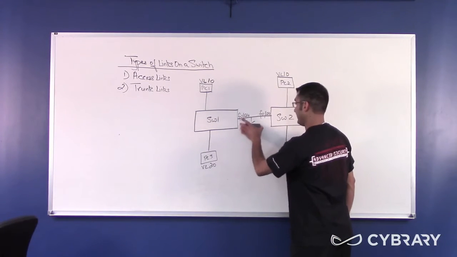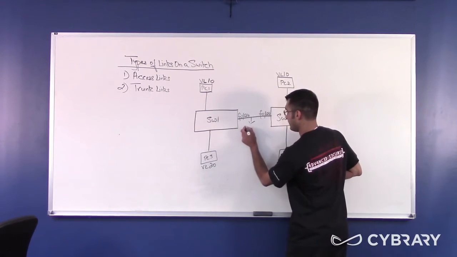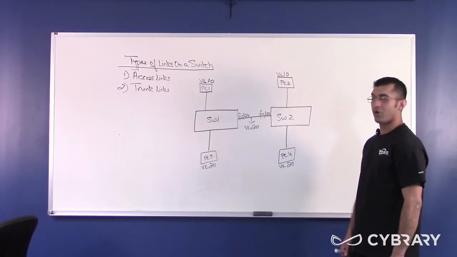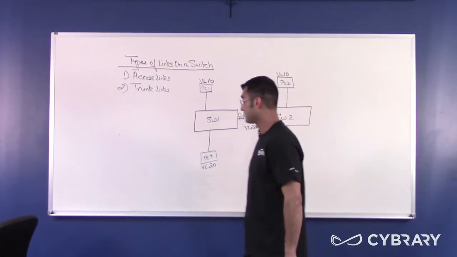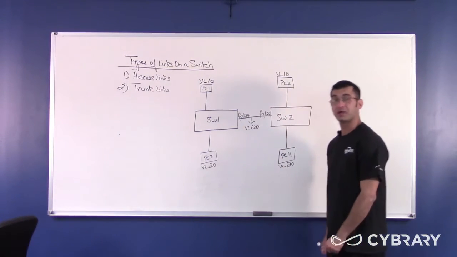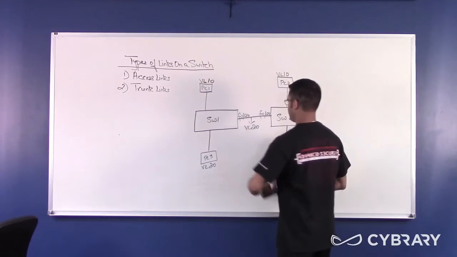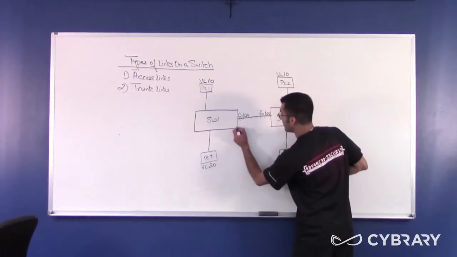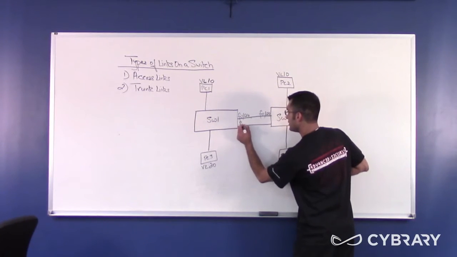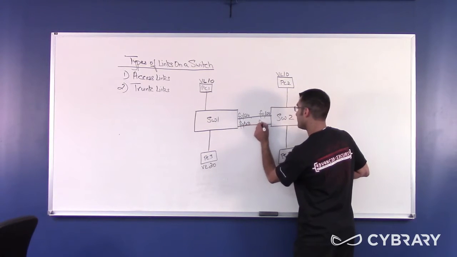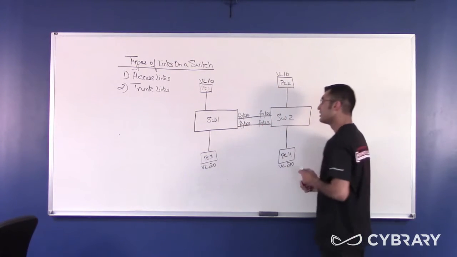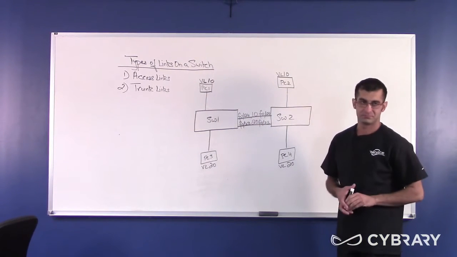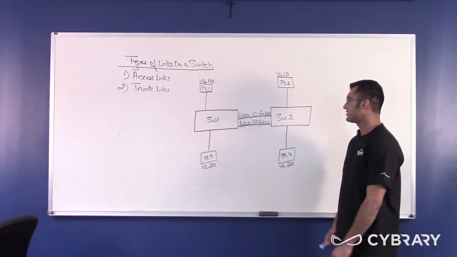If I were to put this link in VLAN 20, then PC3 and PC4 would be able to talk to each other, but PC1 and 2, nope, they wouldn't be able to talk to each other. I have another option. I could create another link between these two devices, F0/23 on both ends, and have one carry VLAN 10 and the other one carry VLAN 20. But then again, that's a waste of ports.